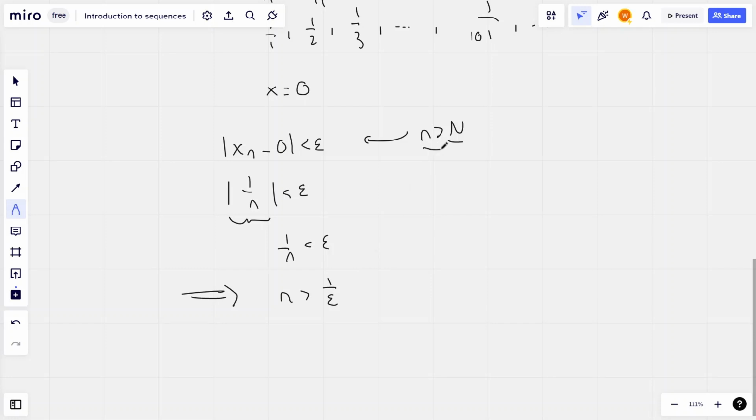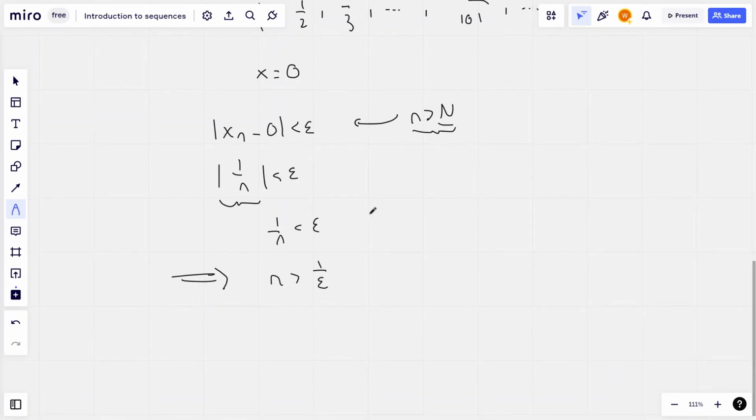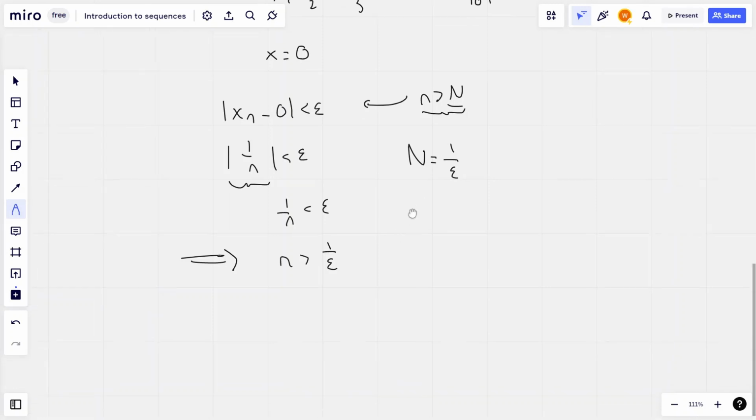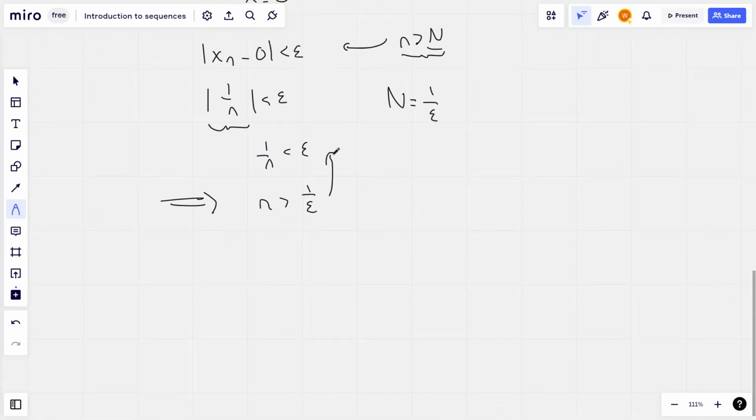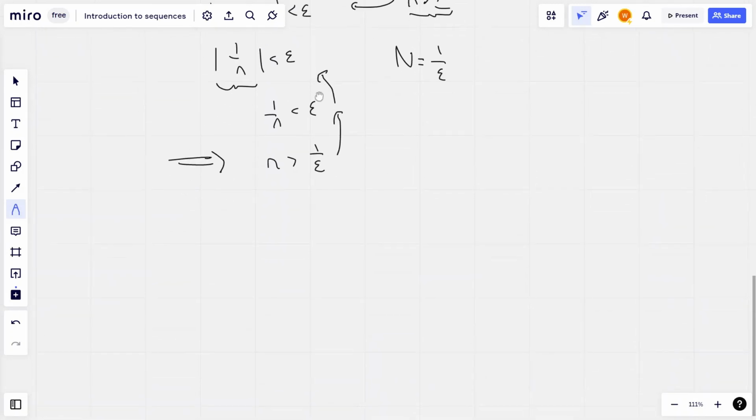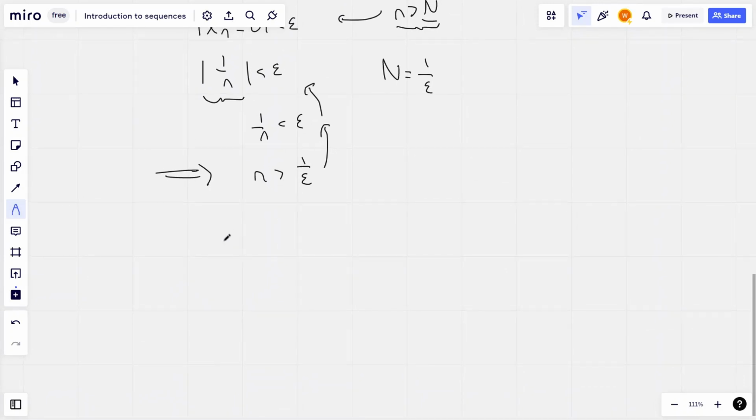We want to find some big N for which this is true, so why don't we set our N equal to 1 over epsilon, and now working backwards, we can just reverse all the steps, and we'll get that 1 over n is less than epsilon, which means that 1 over n minus 0, and since this is positive and epsilon is positive, we can just take the modulus, and this will be true.